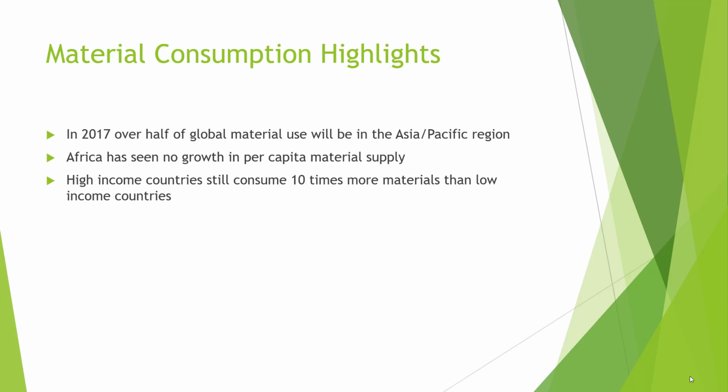So, some highlights about material consumption. In 2017, over half of the global market was used in the Asia Pacific region. That means the stuff that we are planting and the stuff that we are digging out of the earth is going to end up being sold to the Asia Pacific region. That includes China. Africa has seen no growth in per capita material supply. So, it means no matter what it does, Africa is not seeing a growth in economy per capita, which is per person.